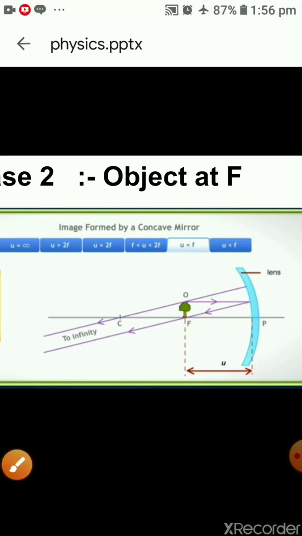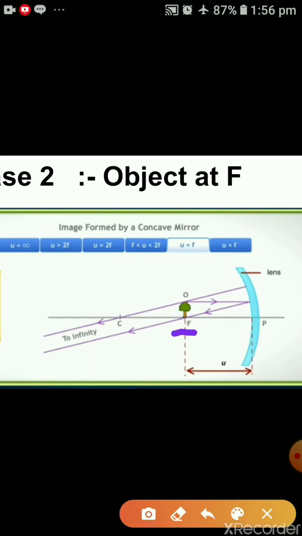So in this case we have this object which is placed at F. The first incident ray will be incident on the mirror. After striking the surface, as it is parallel to the principal axis, what will happen? After reflection, it will pass through focus. It is passing through focus. So this is our first reflected ray.